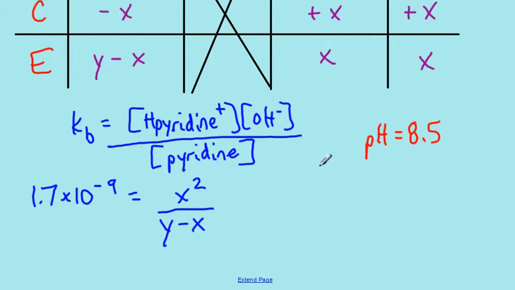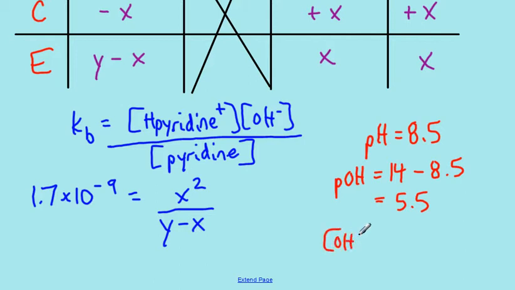If we want to find the concentration of hydroxide, we can find that easily if we have pOH. So pOH is going to be 14 minus the pH, so minus 8.5. So what is that? 5.5? Yep, so the pOH is 5.5.